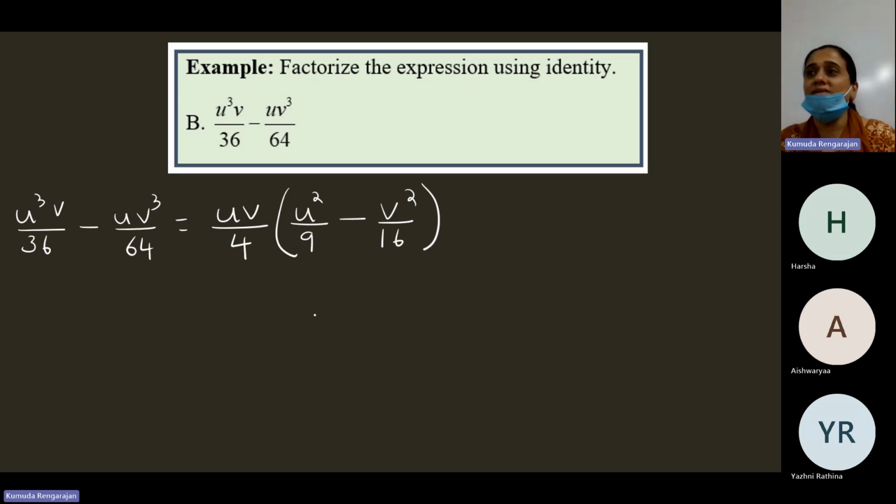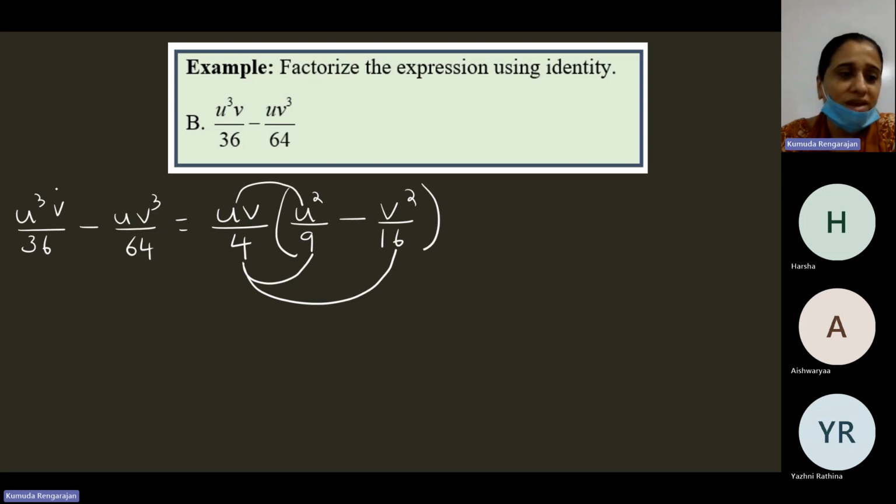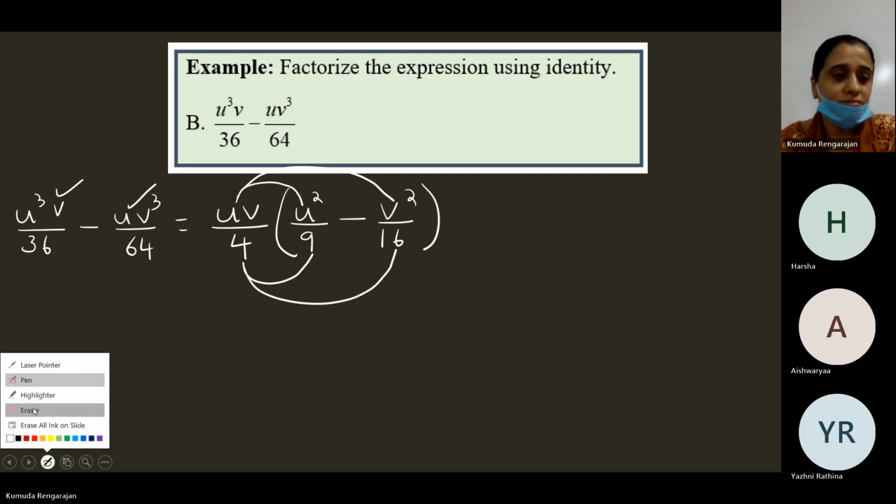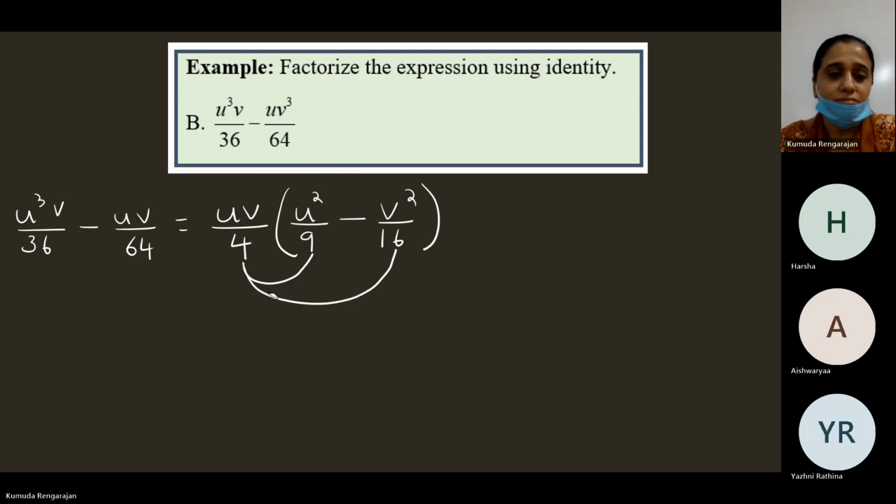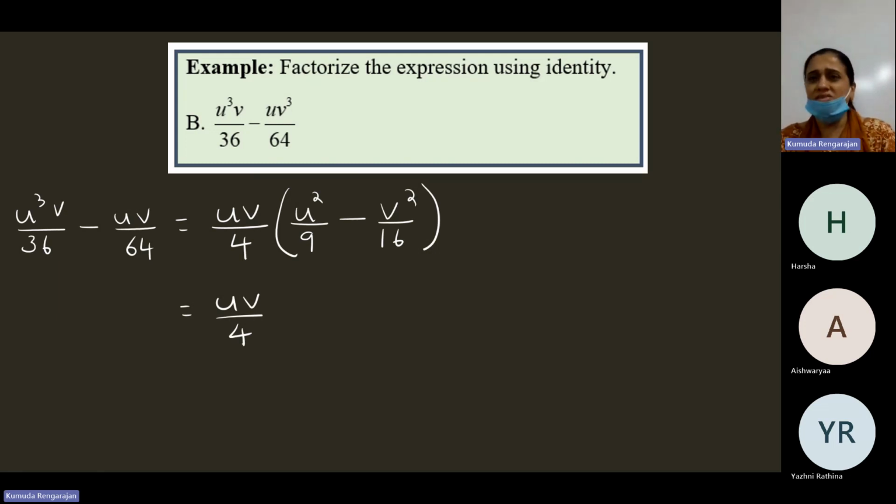So taking out the common factor, not some factor, the highest common factor is very important. UV by 4. UV is common in the numerator and 4 in the denominator. 9 4s are 36, right? And then 4 16s are 64, correct? And then when you multiply UV into U square, you must get this. UV into V square, you must get this. Okay. So what you've taken out as the HCF, leave that. Nothing will be done with that. That will just come as it is.